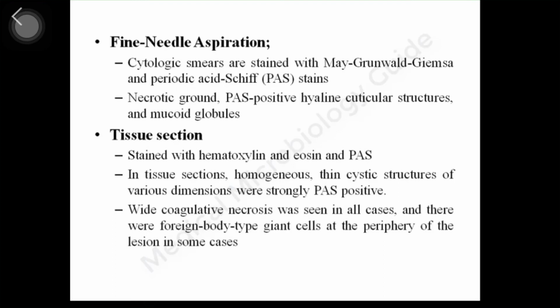And we can do the fine needle aspiration. The cytologic smears are stained with May-Grunwald-Giemsa and periodic acid-Schiff or PAS stain. Necrotic brown PAS positive hyaline cuticular structures are seen with mucoid globules. The tissue section can be stained with hematoxylin and eosin and PAS. In tissue section, homogeneous, thin cystic structures of various dimensions were strongly PAS positive. Wide coagulative necrosis was seen in all cases, and there were foreign body type giant cells at the periphery of the lesion in some cases.